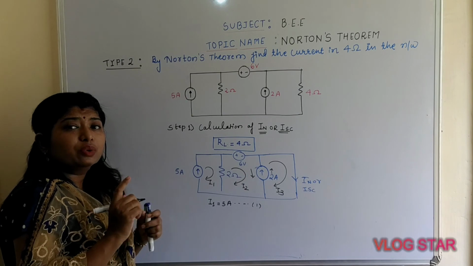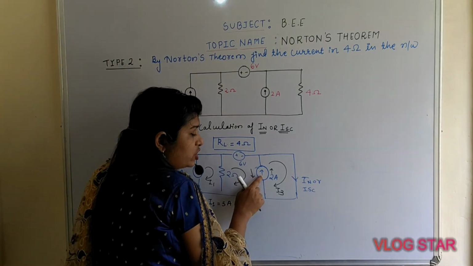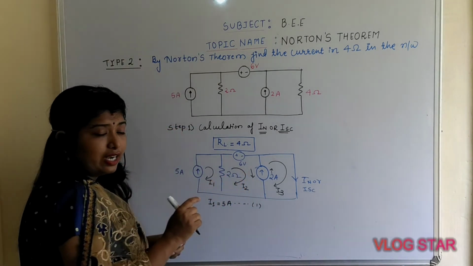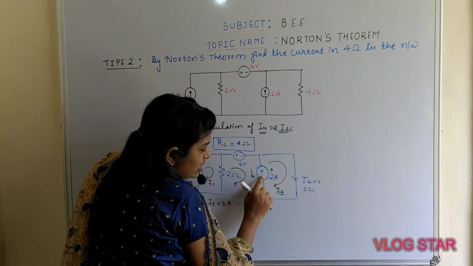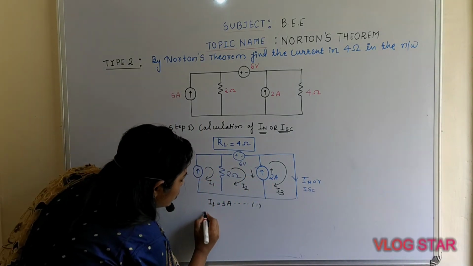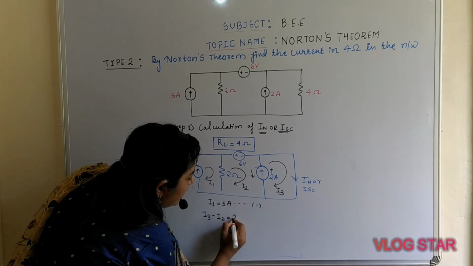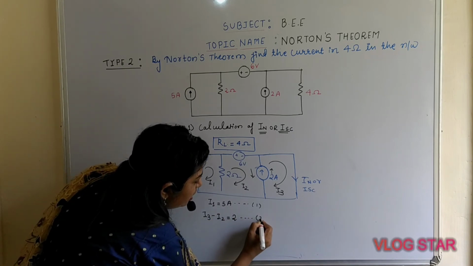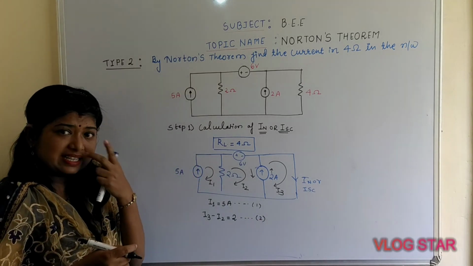What is the procedure to write the super mesh equation? You have to check the given direction and the assumed direction of the current. In this case, this is the given direction, so this direction matches with the I3 current, am I right? So what would be the super mesh equation? I3 minus I2 is equal to 2 ampere. This would be your second equation. I hope you have understood this.